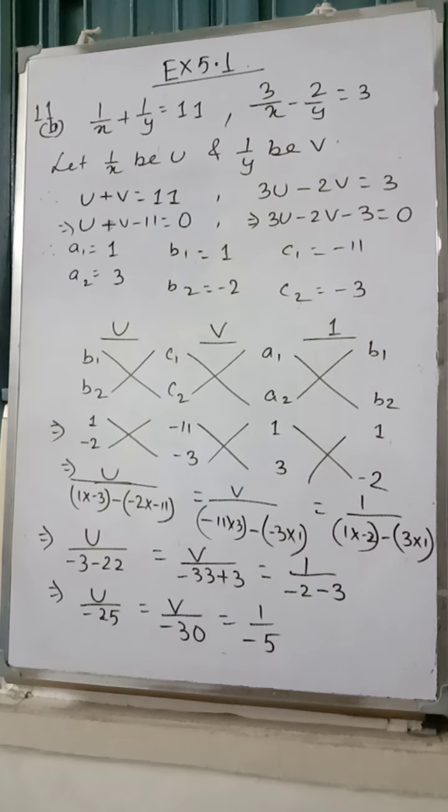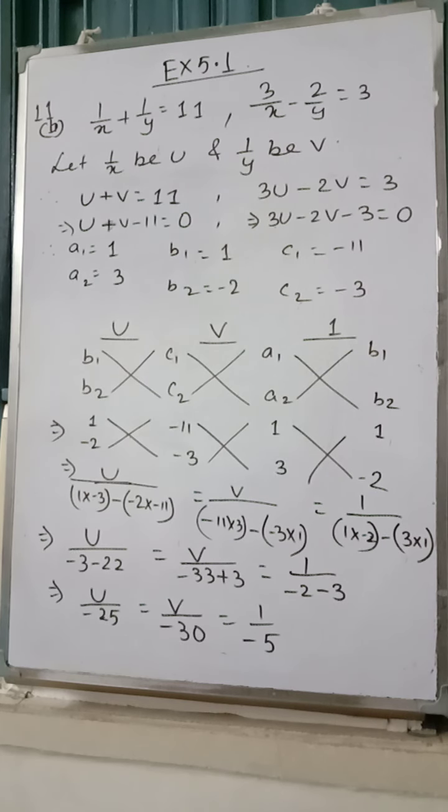Once again I am saying, 1 by x is taken as u, 1 by y is taken as v. So 1 by x plus 1 by y is written as u plus v is equal to 11. Then 11 is taken to the left side, that gives you u plus v minus 11 is equal to 0. Similarly, for the next equation, 3 by x is written as 3u and 2 by y is written as 2v is equal to 3. Then 3u minus 2v minus 3 is taken to the left side is equal to 0. Then we have the values of a1, a2, b1, b2, c1 and c2.